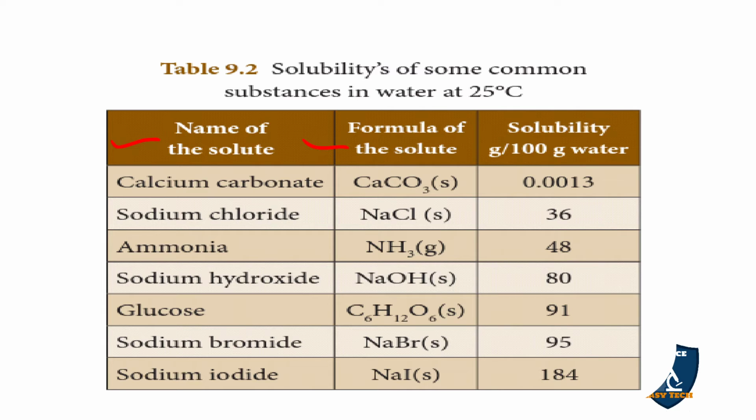Sodium hydroxide, NaOH, in the form of solid: 80. Glucose, C6H12O6, solid: 91. Sodium bromide, NaBr, solid: 95. Sodium iodide, NaI. Na is sodium, I is iodine, that is iodide, solid: 184. From this they can ask for 1 mark.